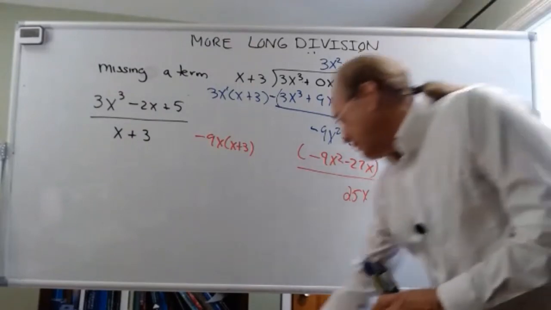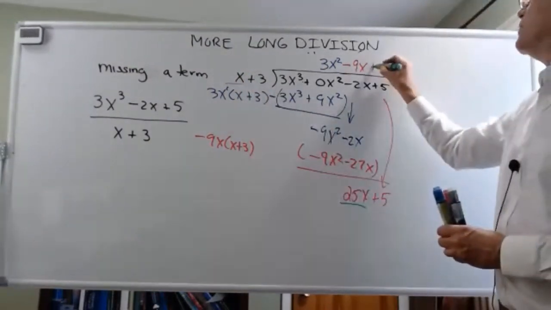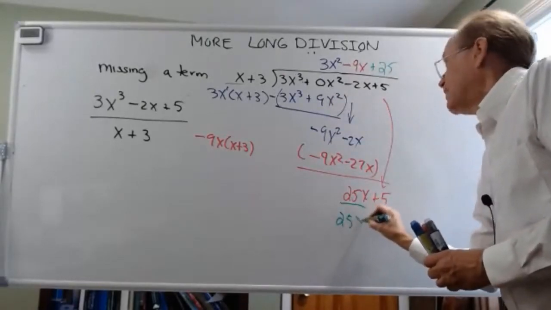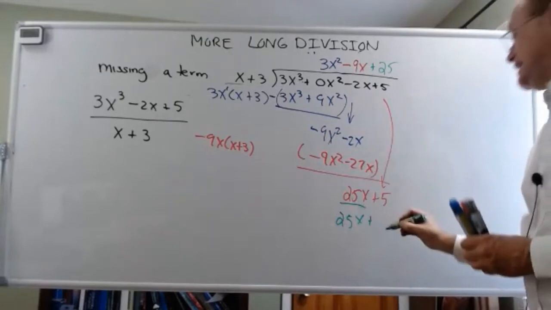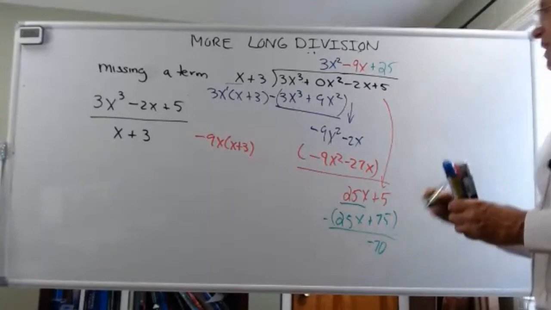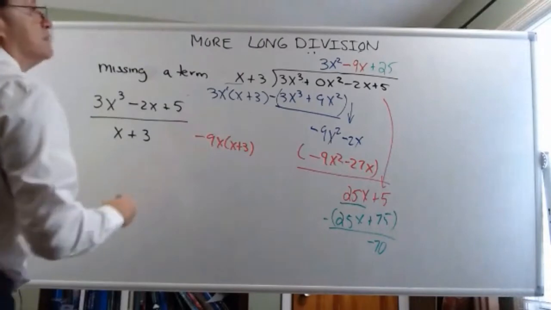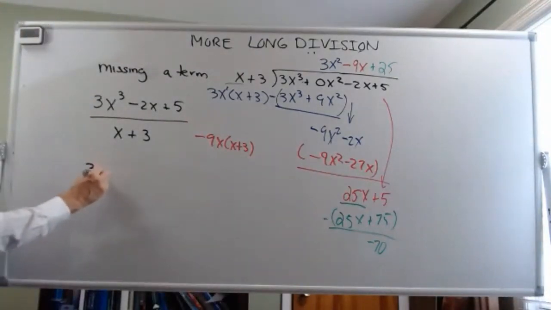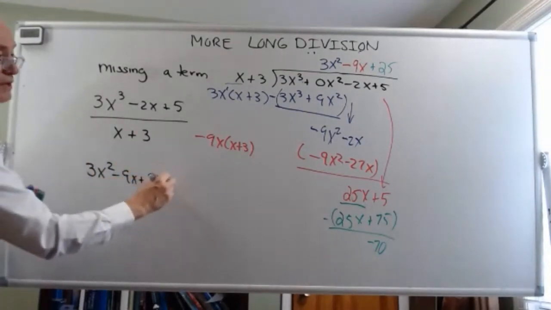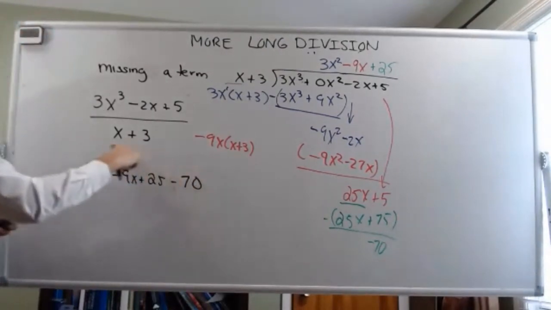And then what do I multiply? Well, I now multiply by 25 to make that work out. I put plus 25, do the multiplication, so I get 25x, 25 times 3 is 75. Subtract this, and I get negative 70 as my remainder. So the answer to this problem is that this simplifies to 3x squared minus 9x plus 25 plus my remainder. I'll just write it as minus 70 over my divisor.